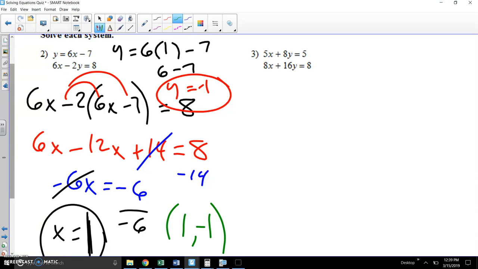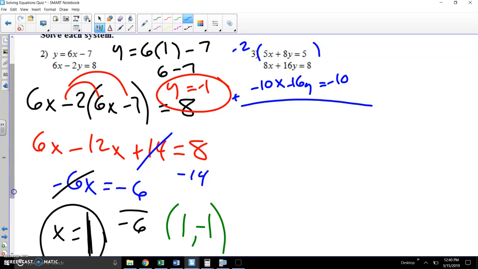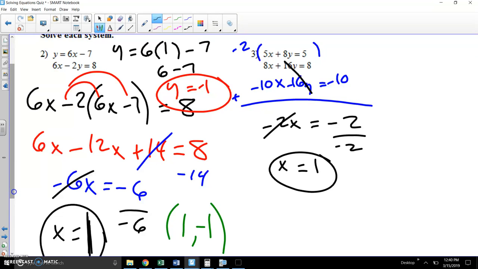So the second one, this is more for elimination. That means you want to start by multiplying by something that would help you get things to cancel. And I want to cancel the y values. So I'm going to multiply everything by negative 2. That gives you negative 10x, negative 16y, and negative 10. And now we can go and add them together. And so these eliminate. 8 plus negative 10 is negative 2. And we divide negative 2 over, and you get 1.